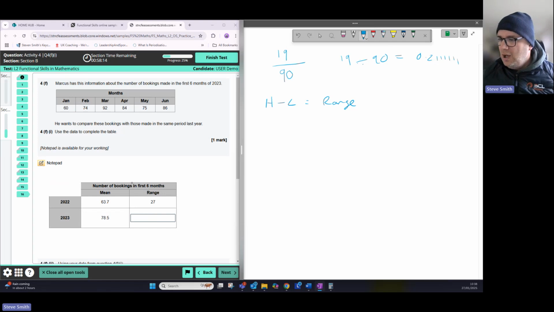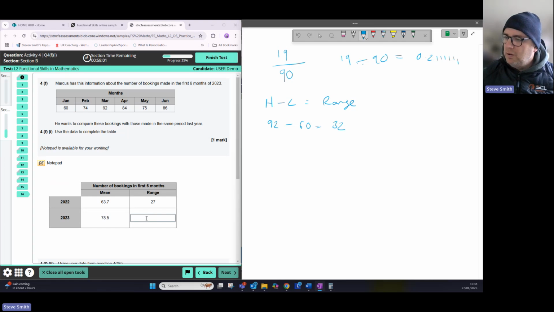Let's have a look. So the highest number here is 92. The lowest number here is 60. So the range is therefore 32. So we complete that, stick our 32 in there, and that's the table complete for 1 mark. Again, it was a lot of writing for just saying work out the range for the table above. Done. I understand that. I can do it straight away.